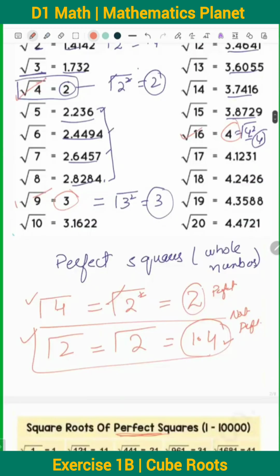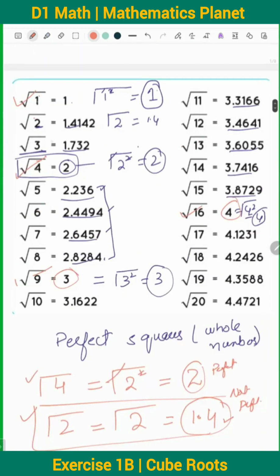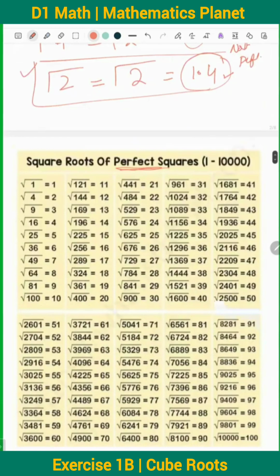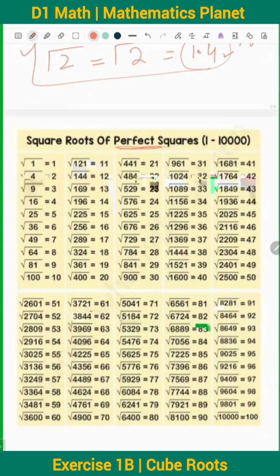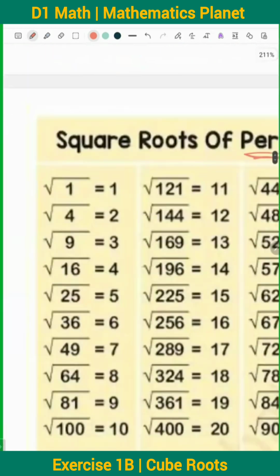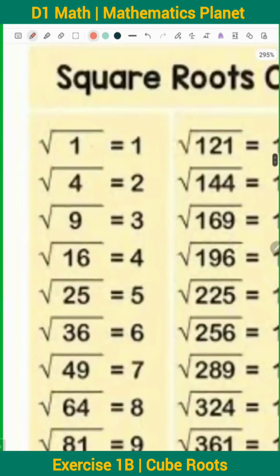It is 1, 2, 3. 1 is perfect, 2 is not perfect, 3 is not perfect, 4 is perfect. But now this is a list of only the square numbers which are perfect. For example, square root of 1. So now you people are going to tell me, what will be square root of 1? We can write 1 square, cancel, 1. Square root of 4. Can we write square root of 4 as 2 square?